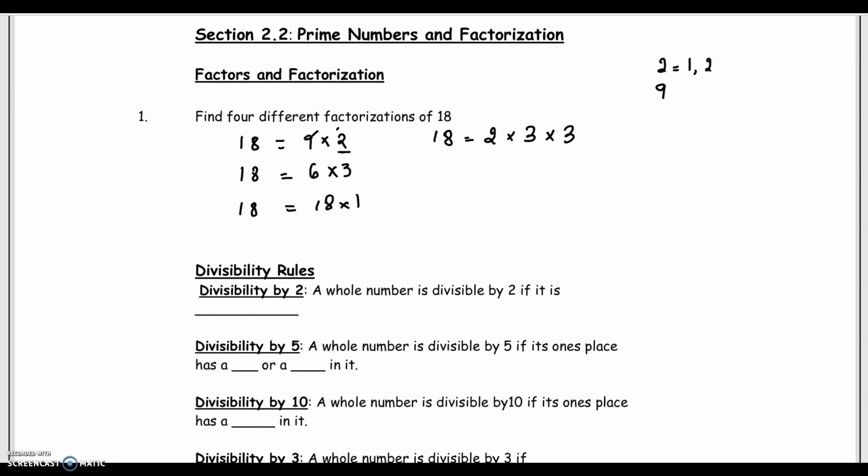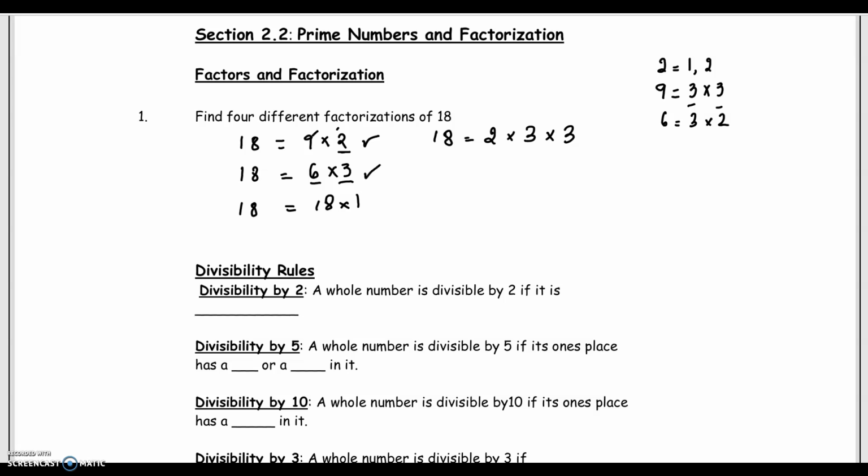What about 9? Can you call this a prime number? 9 can be broken down into 3 times 3. So that's not a prime number because you can break it down further. 6 and 3 are factors. 3 is a prime number, but 6 is not a prime because 6 can be broken down further into 3 times 2. So this is a factorization of 18.